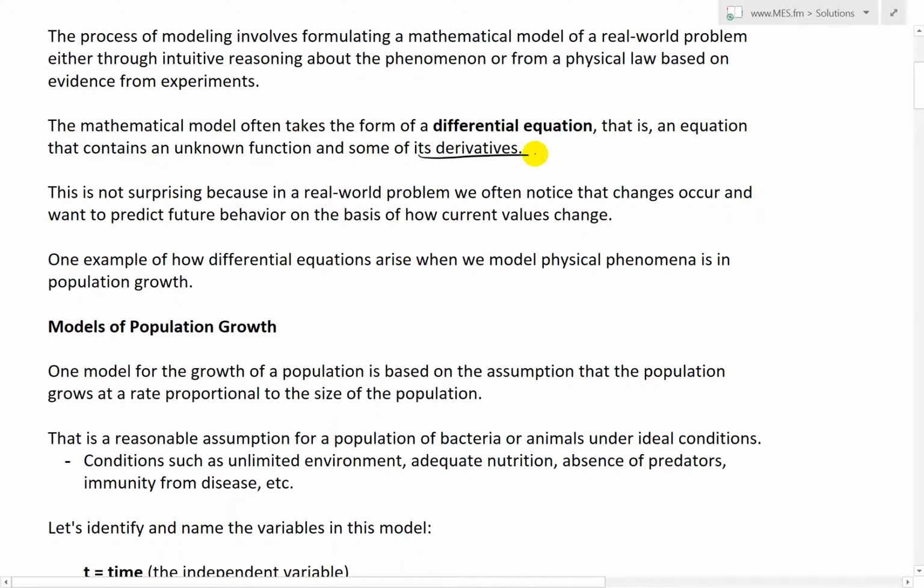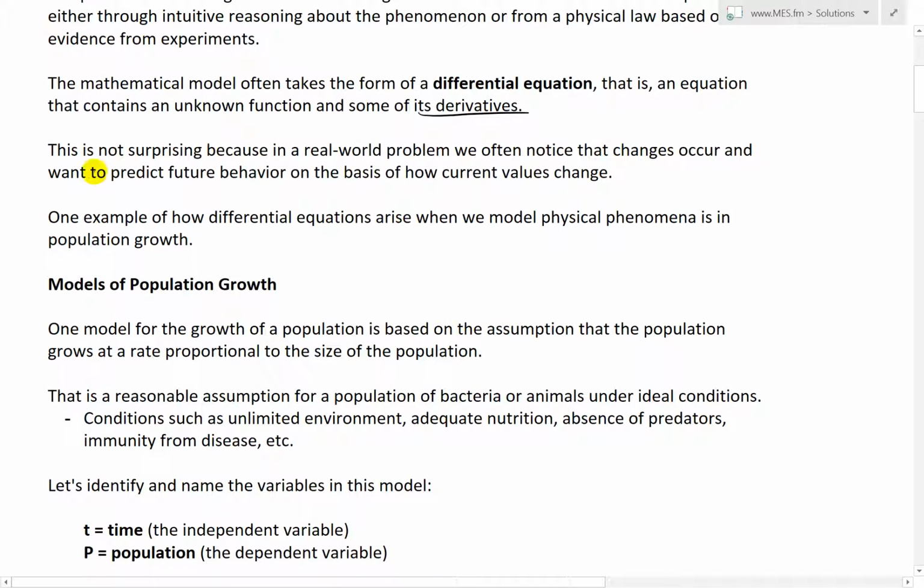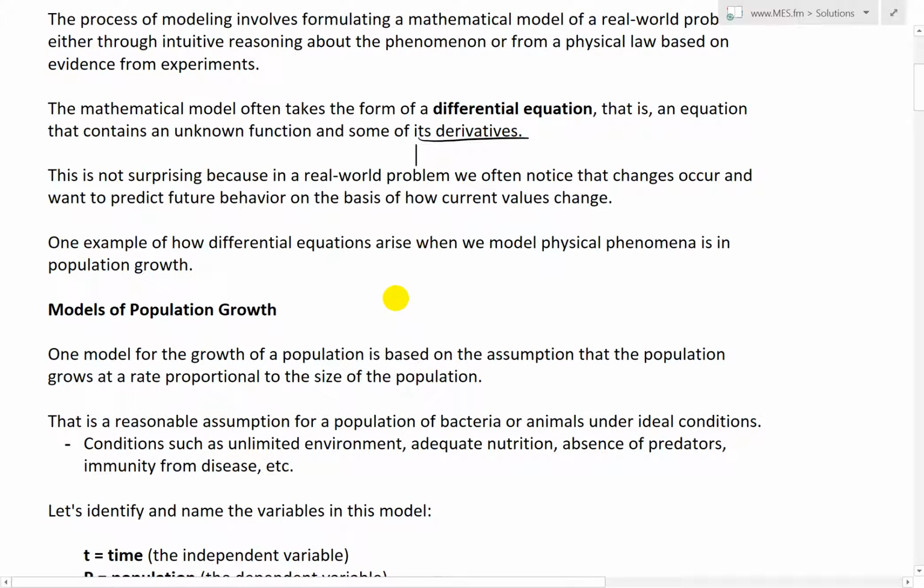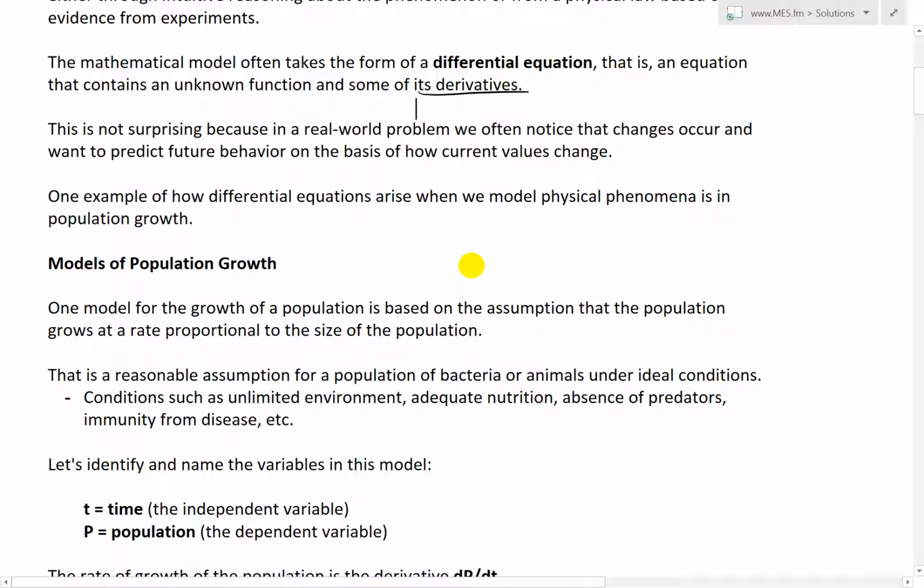This is not surprising because, in a real-world problem, we often notice that changes occur, and we want to predict future behavior on the basis of the current values and how they change. The rate of change, or however things change, depends on what the value is currently. And that's often the case in the real world.